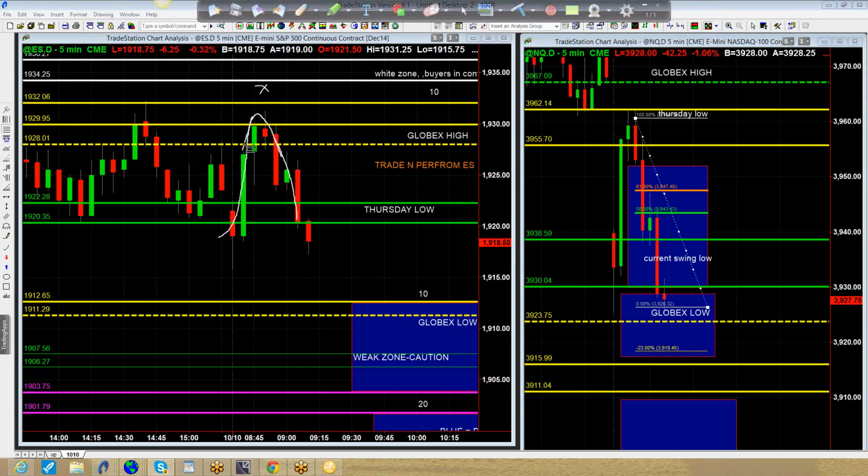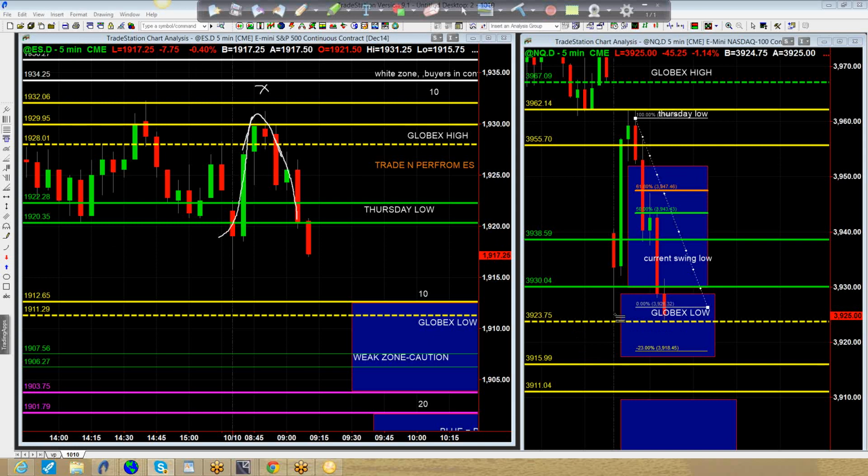So what you need to do is build statistics on the zones, and how they work, or if they don't work, or whatever the case may be. But what you don't want to do under any circumstance is go in and have to trust me on every single trade. You want to be able to look at your spreadsheet and trust yourself and your spreadsheets. And that is the key to becoming an independent trader. Otherwise, you're forever dependent. We're right into Globex low on NQ.